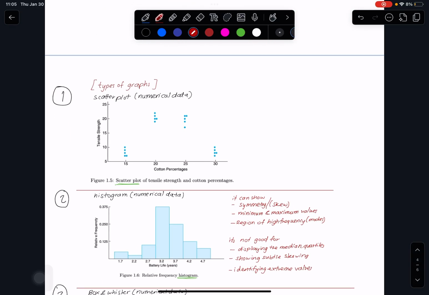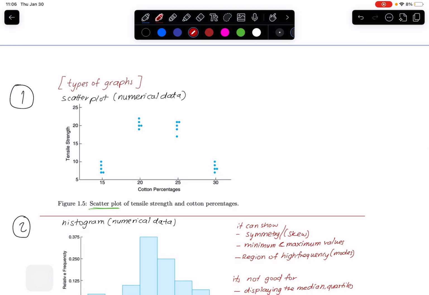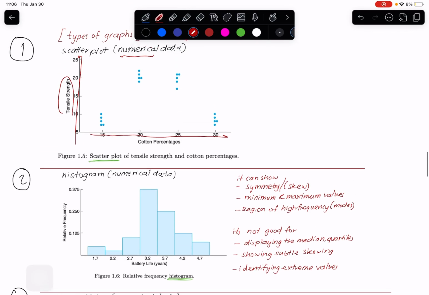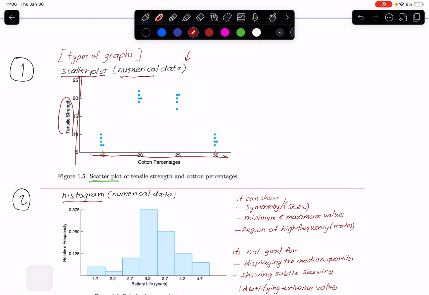There are also types of graphs you're going to see. There's something called a scatter plot. It's basically a scatter of numerical values that you're going to get. Okay. So when I say numerical data, it's data that are numbers. For example, we have the cotton percentages and the strength. These are numbers on the y axis and numbers on the x axis. So these are numerical data. Same thing with histograms, basically they're a fancy name for bar graphs. Okay. So histograms are also numerical data. They fall under numerical data. By the way, you guys need to remember when you use histograms and when you use scatter plots. Remember that scatter plot and histogram are numerical data.